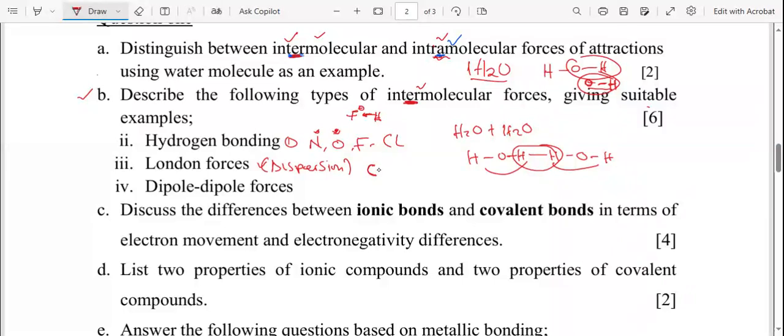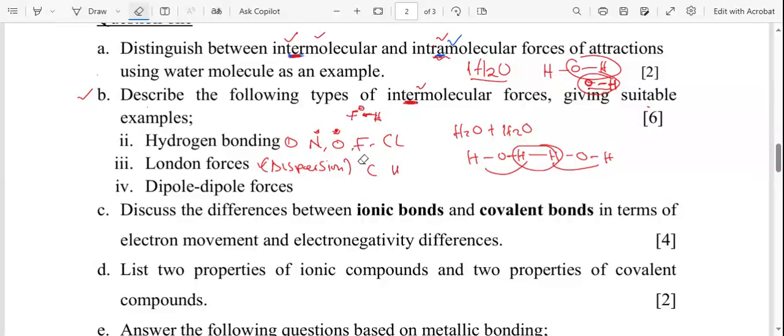The force will be, let's say, between carbon and hydrogen there. As a result of demarcating this, the dipole forms, because this is more electronegative and this is less electronegative. The change in charges is what we call a dipole. So I'm saying these London forces are forces, or dispersion forces, caused by temporary dipoles.